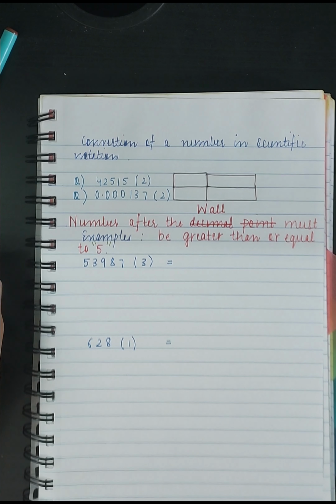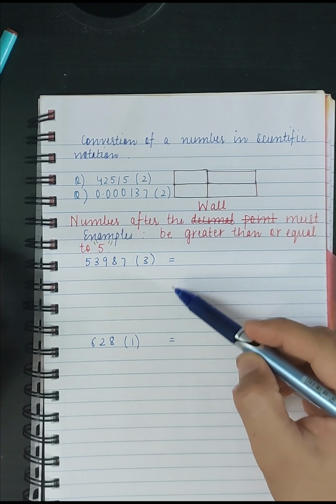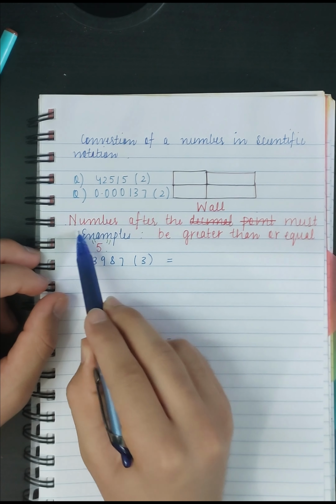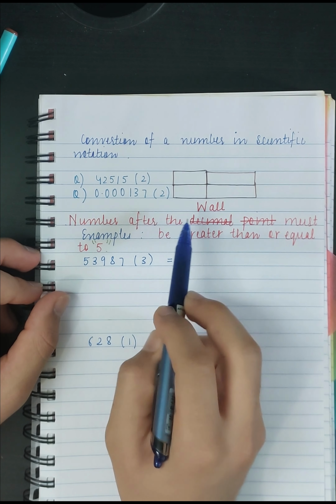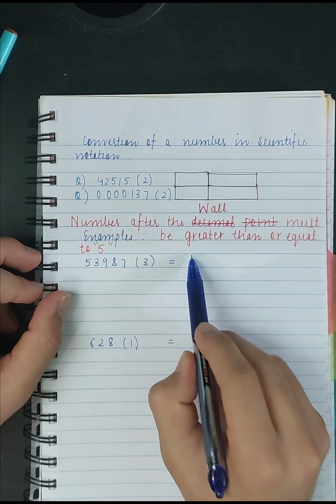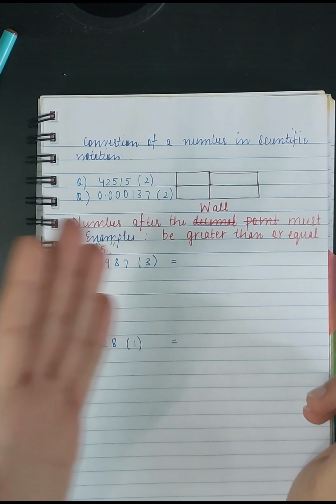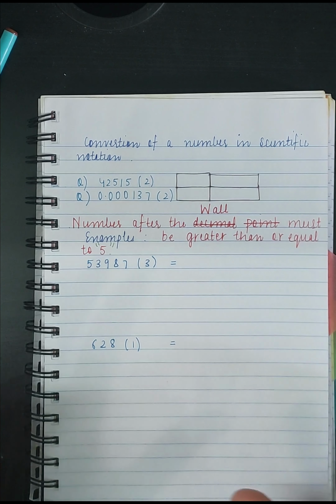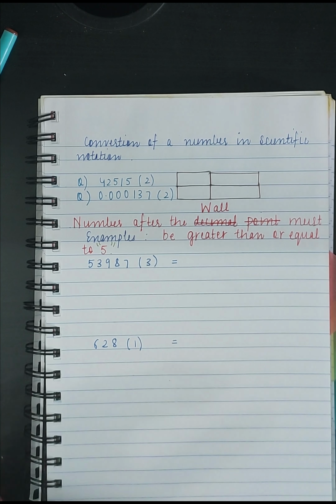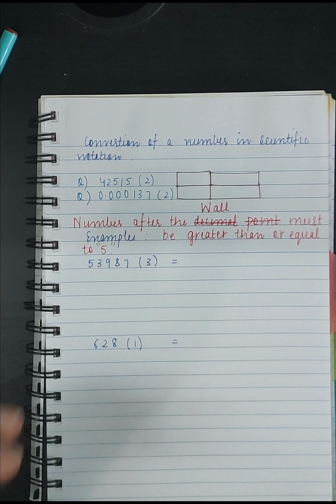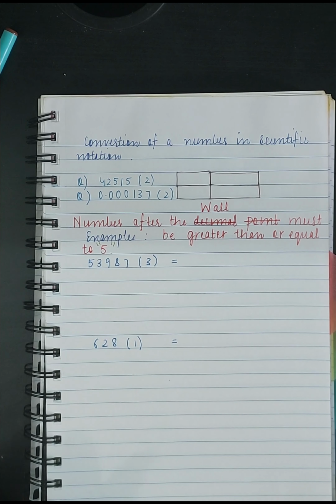So let's begin. Before starting to solve these questions, let's read what's highlighted. The number after the wall must be greater than or equal to 5. Now, why does it say that? Let's start the question first, and throughout the process, I'll explain each and every detail that you need to know to solve these types of questions.